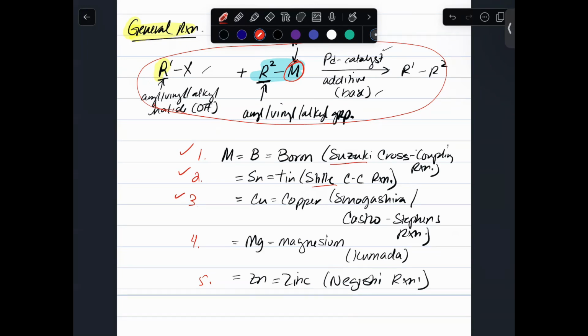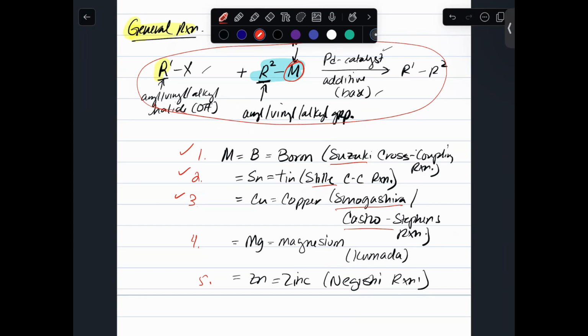But I also want to go over the Sonogashira and the Castro-Stephens, because it is a huge part of our department. Dr. Spence does a lot of Sonogashira-Castro-Stephens coupling reactions, and I think it's really important to incorporate the research that we do into this specific lecture.